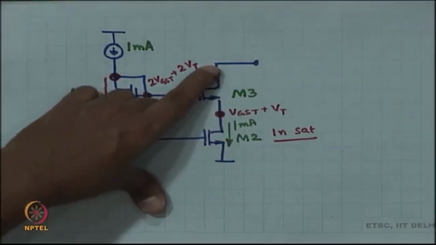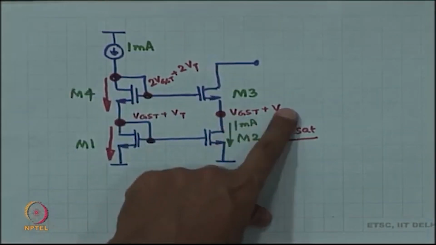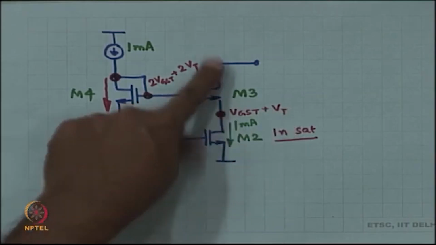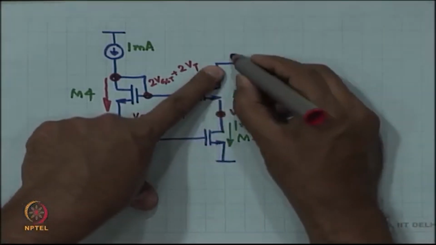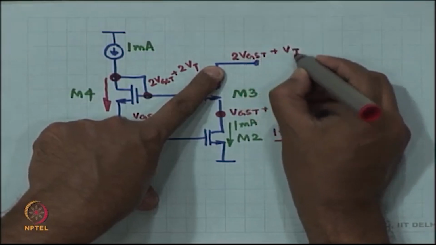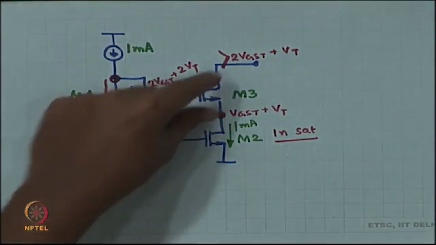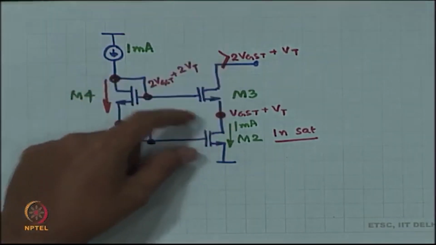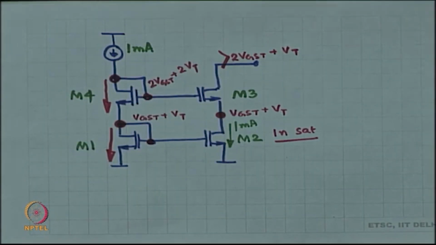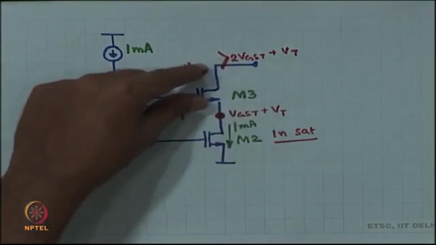What is the minimum voltage that you can tolerate at the drain of M3? VGST plus VT is the source of M3. So, the drain of M3 can go all the way to 2 VGST plus VT. As long as you are greater than this limit, M3 is in saturation, M2 is also in saturation, right. Then if you surpass this limit, what is going to happen?